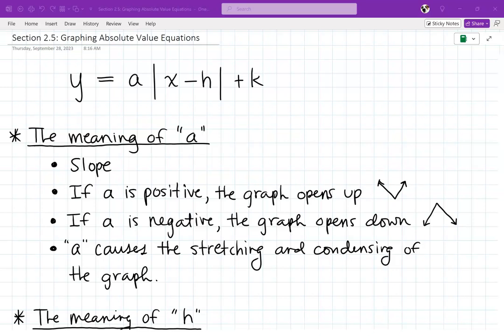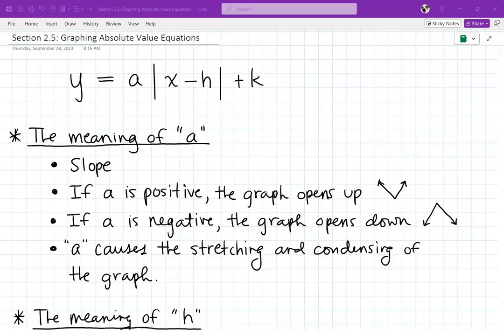A, h, and k will normally be numbers, so it'll be like 2 absolute value of x minus 1 plus 7 or something like that. So there'll be numbers there. But I'm giving you the letters so you can understand what those letters mean in that position, okay? So what is the meaning of A?